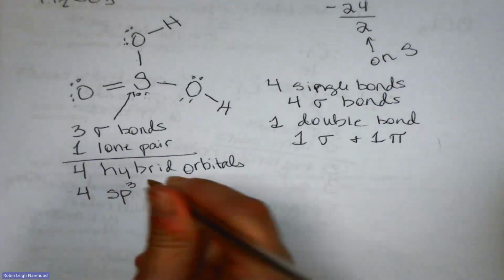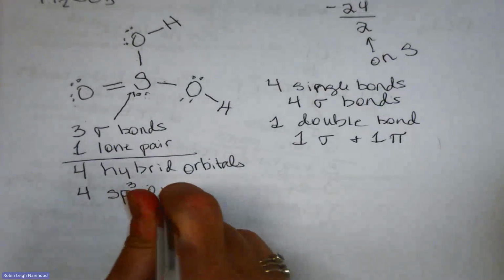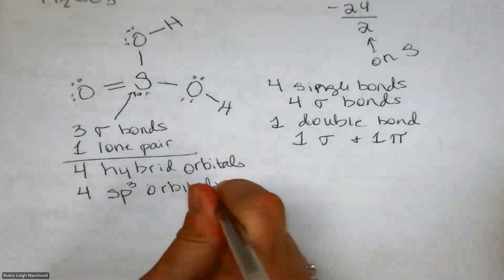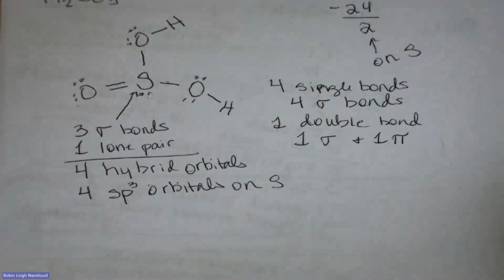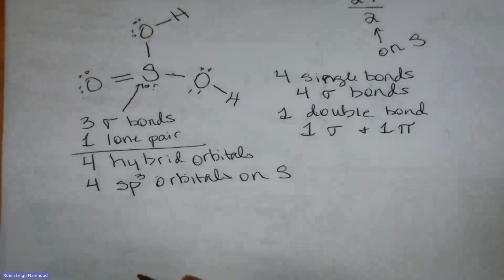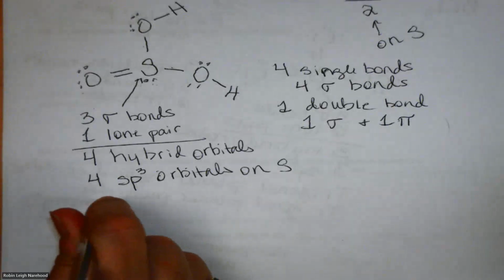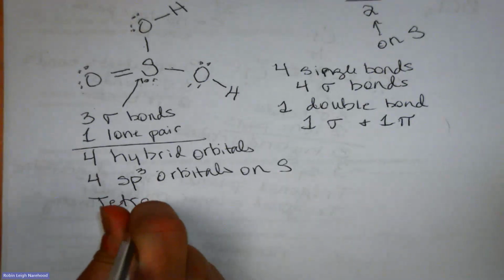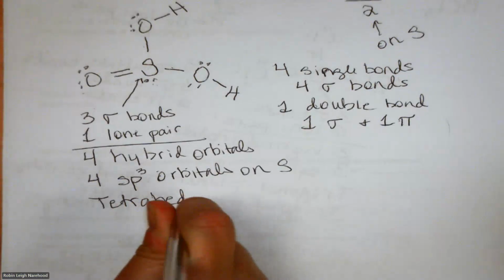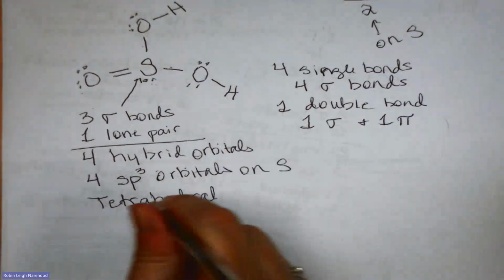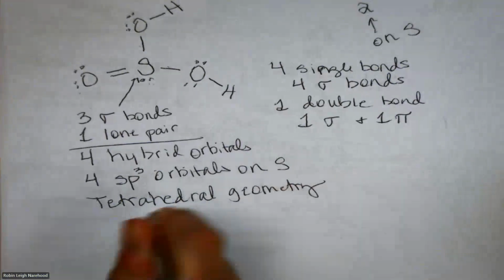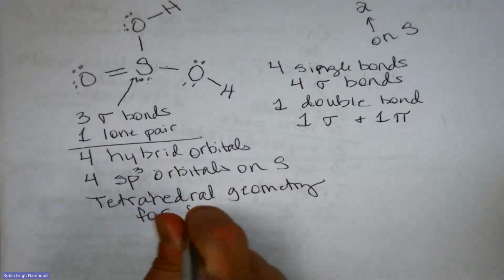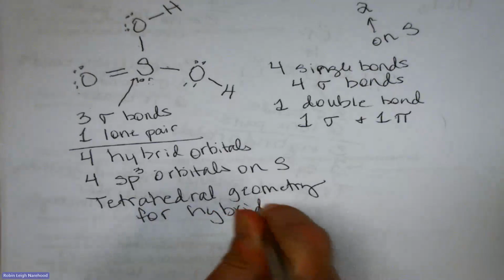Yep, we make 4 sp3 orbitals on sulfur. Those hybrid orbitals will move into what kind of geometry? Tetrahedral. So the actual hybrid orbitals will have a tetrahedral geometry for the hybrid orbitals.